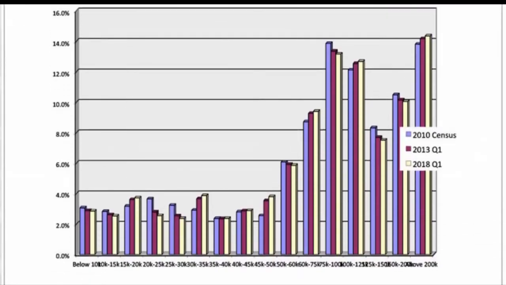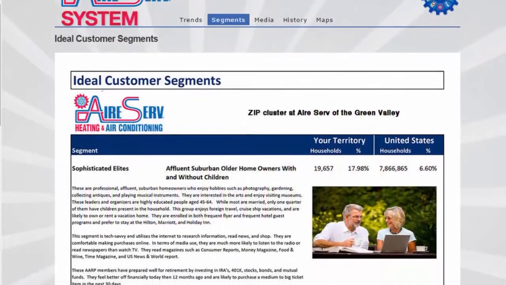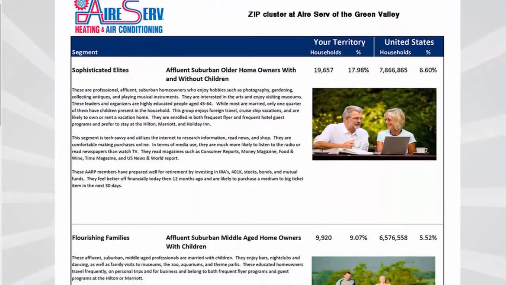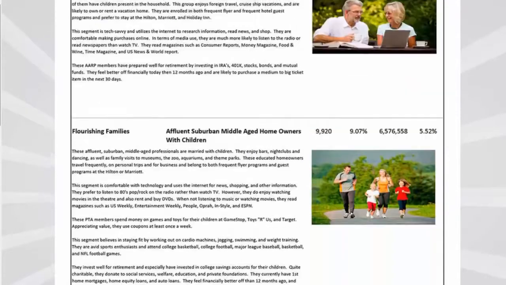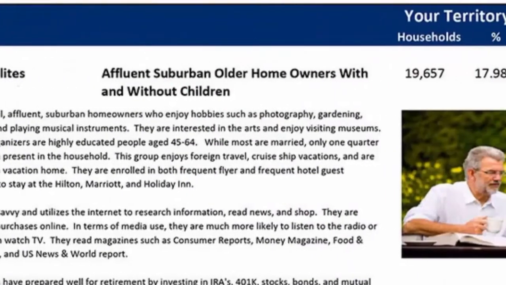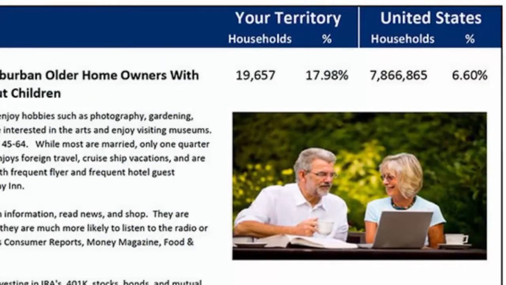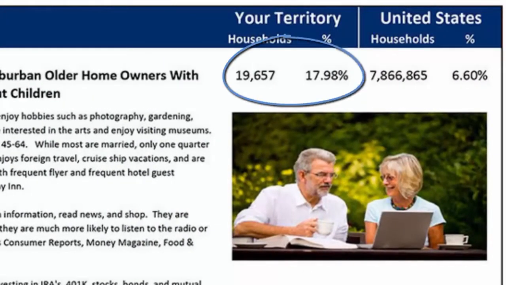E1 took our target customer and divided it up into 6 very specific segments, as you can see here. I'm just going to use sophisticated elites as an example. In this particular franchise location, sophisticated elites made up almost 20% of their marketplace. Now this is pretty interesting, because if you don't know that your marketplace is divided up into very specific segments, you may be missing a very large portion of your potential customer base.